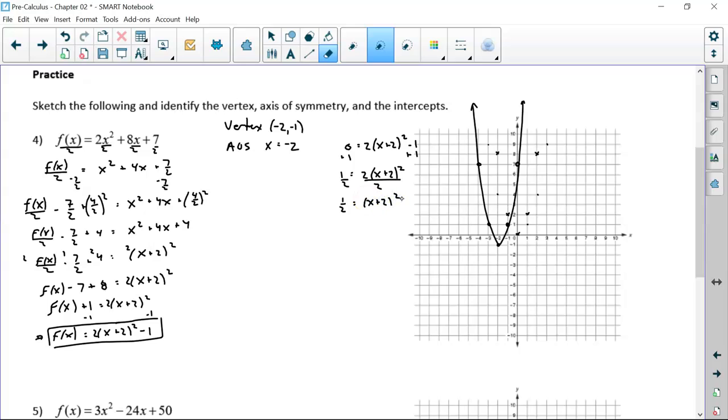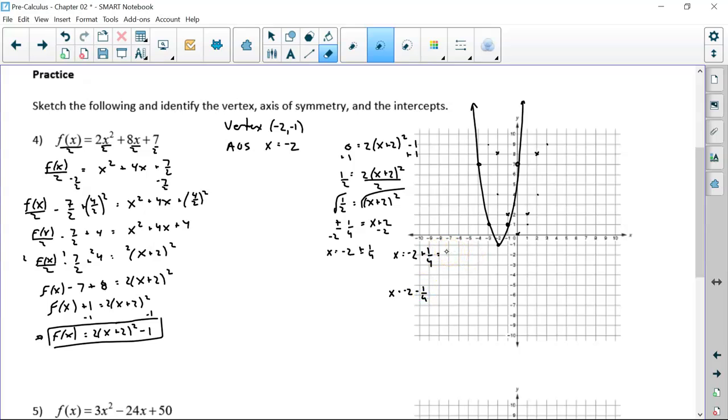Now we take the square root of both sides. Plus or minus. Now the square root of 1/2 is 1/4. So we have plus or minus 1/4 equals x plus 2. Subtract 2 from both sides. So x equals negative 2 plus or minus 1/4. Now I want to get a better answer than that. So x equals negative 2 plus 1/4, and x equals negative 2 minus 1/4.